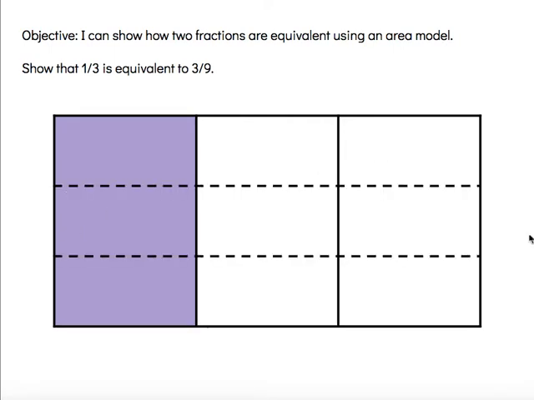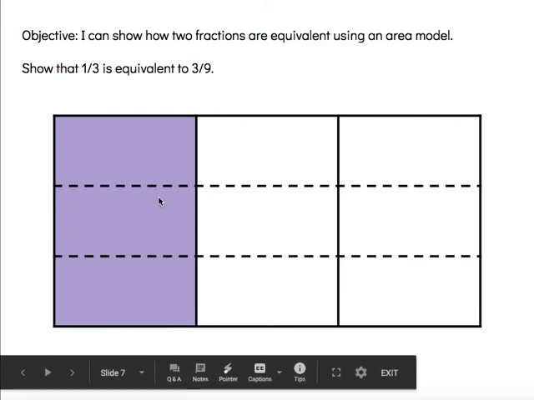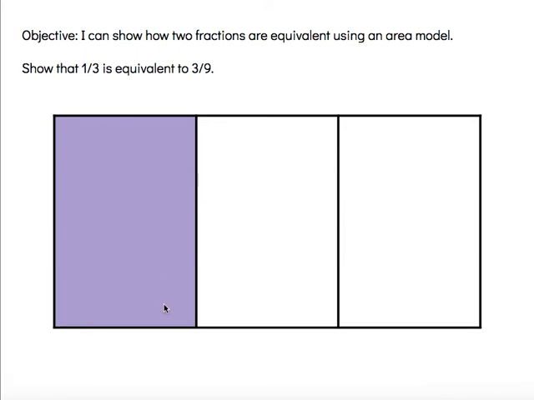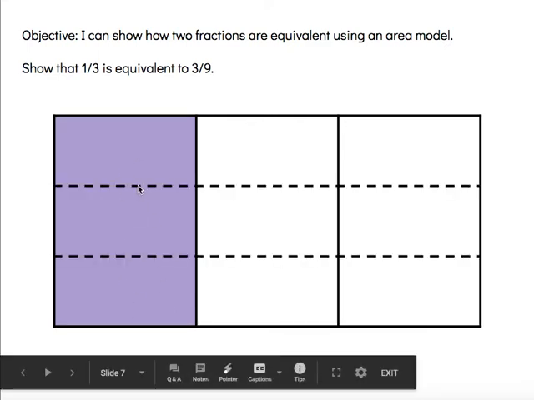So if I split it this way and go across horizontally, I've also created 9 equal spaces. 1, 2, 3, 4, 5, 6, 7, 8, 9 equal parts inside of my whole. And you can see that same section that was 1/3 before is now 3/9, because I've changed the size of the pieces that are representing my whole rectangle. So 1/3 is equivalent to 3/9.